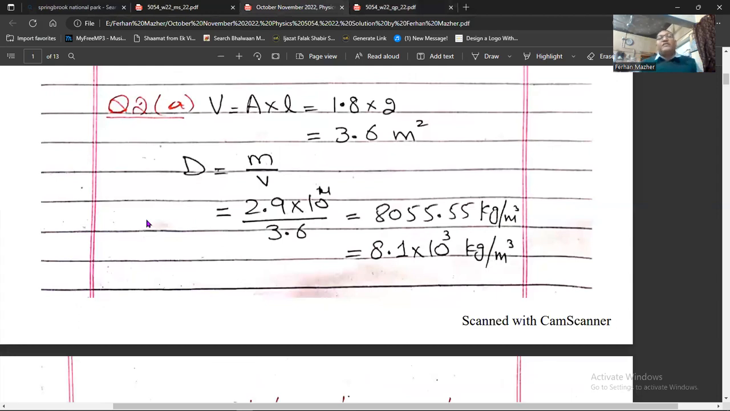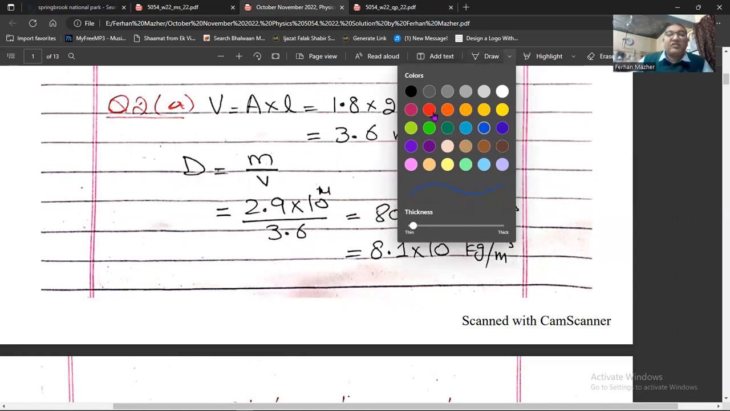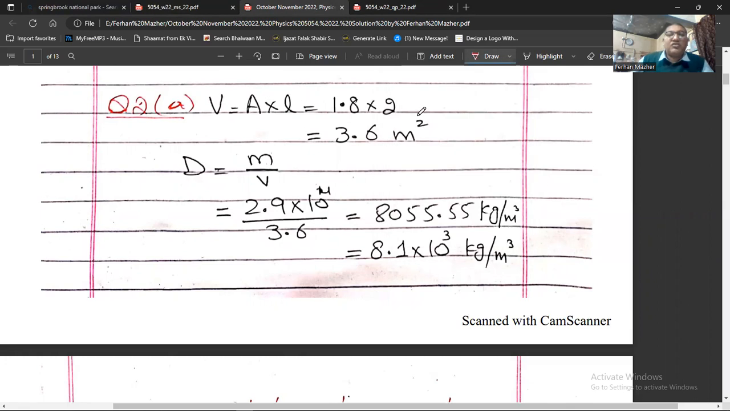So the volume of the prism will be cross-sectional area multiplied by the length of the prism. That is 1.8 multiplied by 2, and that will be 3.6 meters squared. Density is mass divided by volume. The mass is 2.9 x 10^4 kg. And the volume is 3.6 meters cubed. By mistake, I wrote it wrong here. I got a mistake, because this is a volume, so this is supposed to be cubed. Okay.